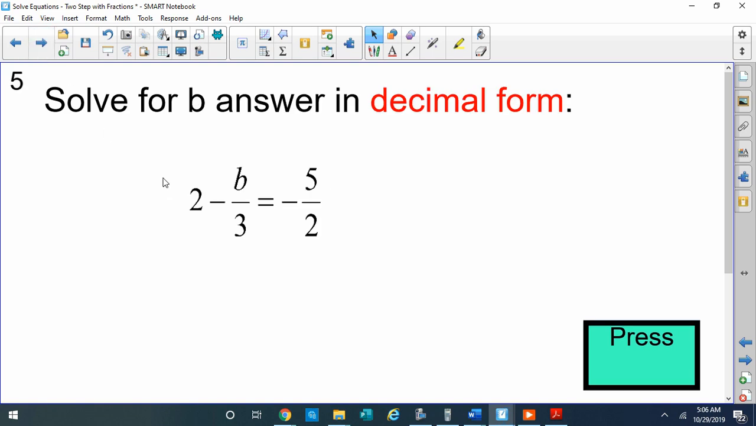Here's one more question for you, got a little mixed in there. So this time we want the answer for B in decimal form.